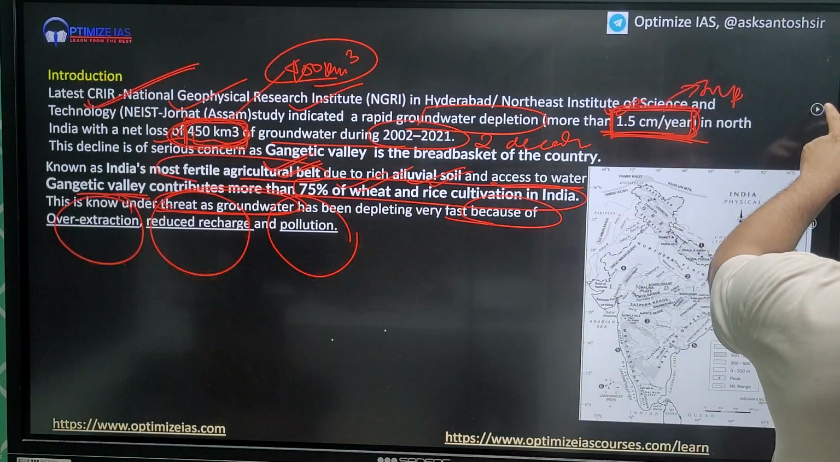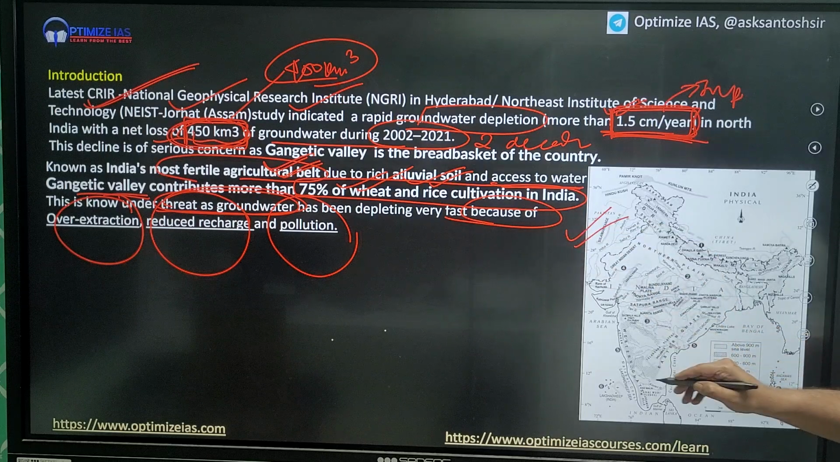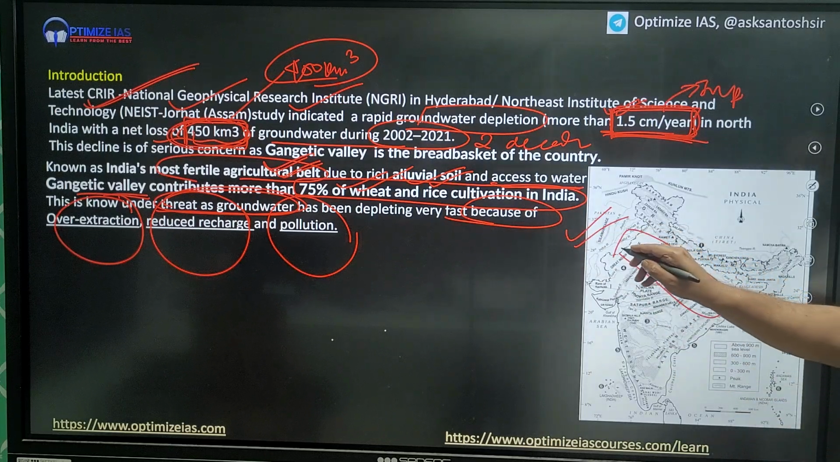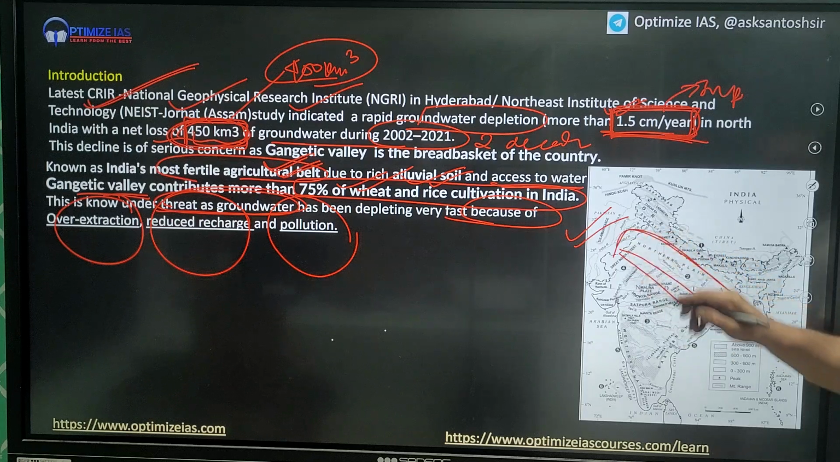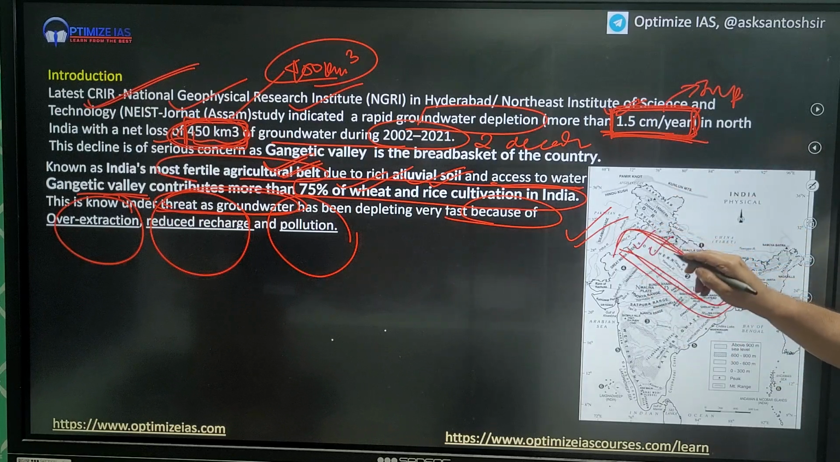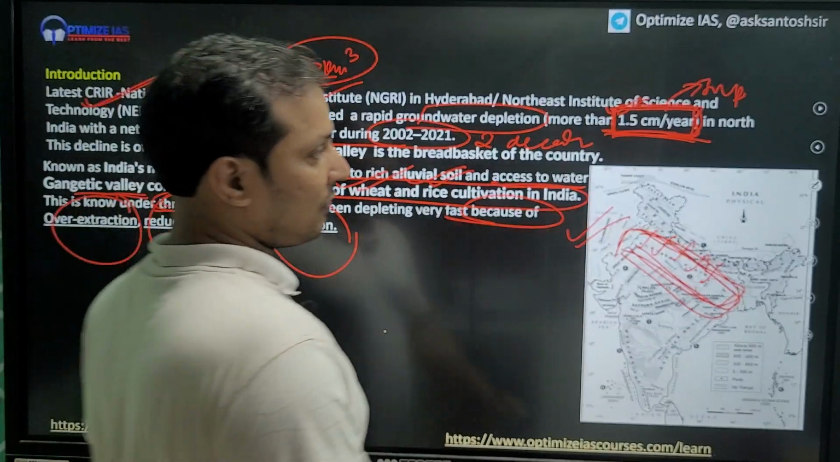So this is the introduction, and once you write this, you have to draw the diagram. Where is this Indo-Gangetic Valley, or where is this northern plains? You can draw the map of India and show the northern plains: Punjab, Haryana, UP, Bihar, Jharkhand. Okay, this is the Gangetic belt, the northern plain belt.